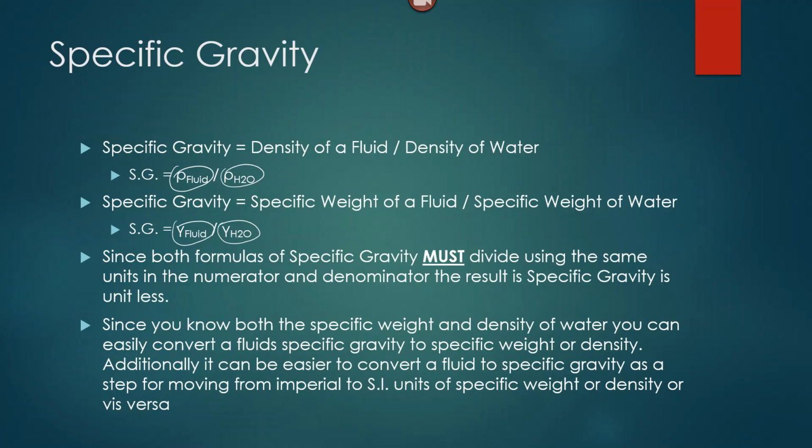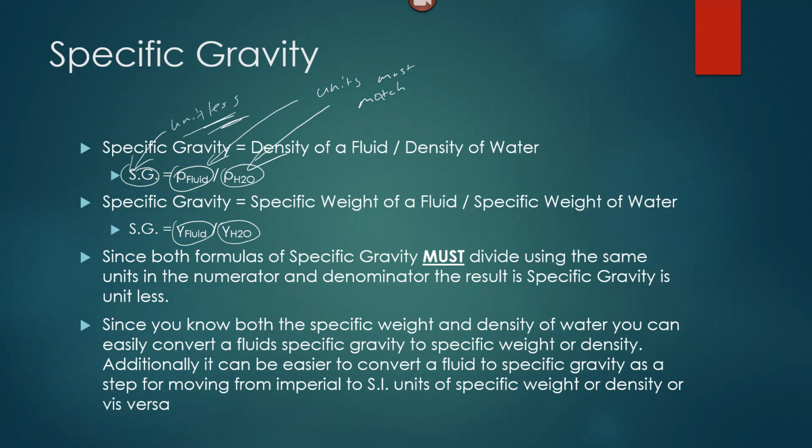Now, the main thing to remember is that because this is unitless, this unit and this unit must match. If they don't match, then this is no longer unitless. So they have to match. When you divide one unit by another unit that's the same, you end up with something that's unitless. Same thing for the specific weight.